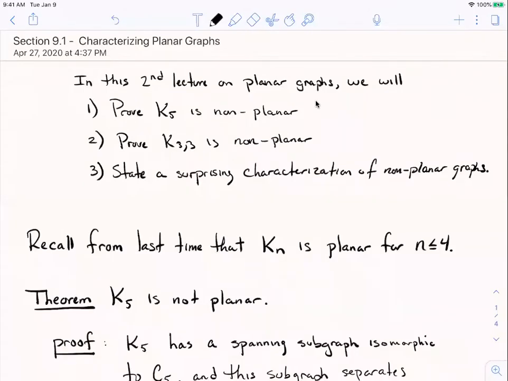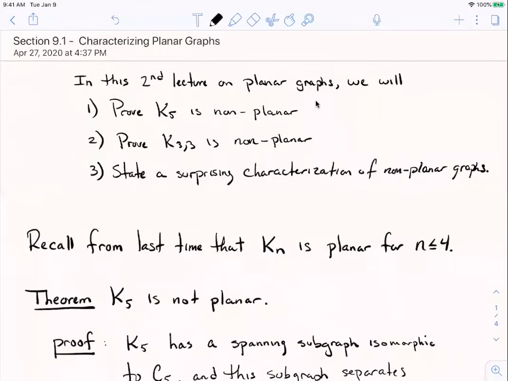In this lecture, we're going to continue our work on planar graphs, still in section 9.1, and this time we're going to state, not fully prove, but state a complete characterization of planar graphs due to Kuratowski. All right, so in this second lecture, you can see the goals there.